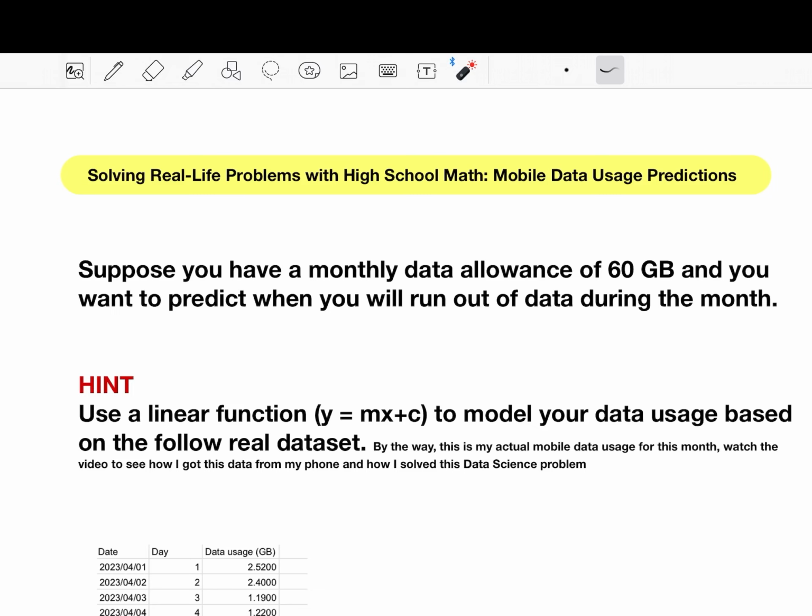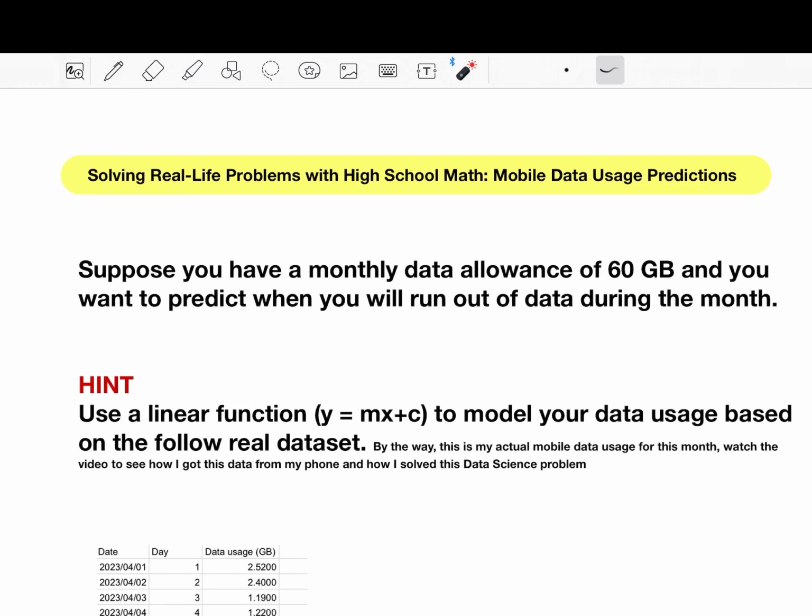And here's the problem. Suppose you have a monthly data allowance of 60 gigabytes. So your mom or your dad, your parents are giving you a monthly allowance of mobile data of 60 gigabytes. And you want to predict when you run out of data during the month. Okay. So to do this, I gave you a hint here. I said use a linear function to model your data usage based on the following real data set.